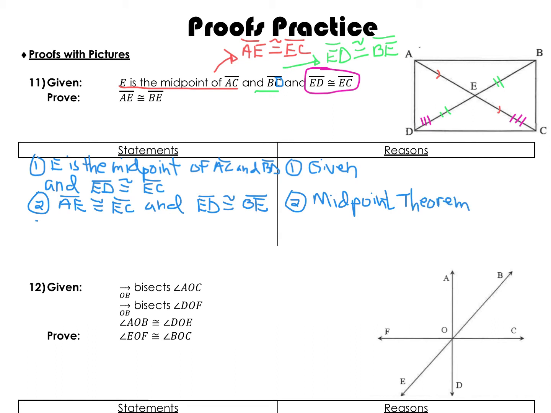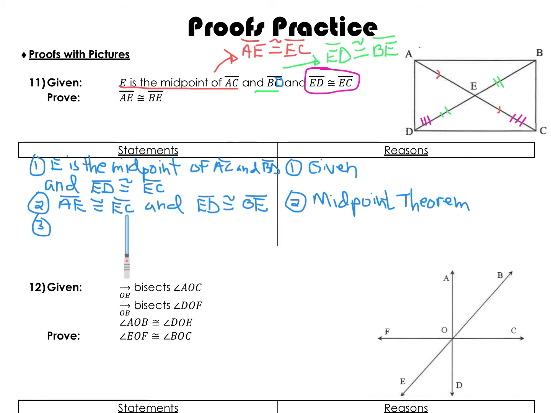Okay, then 3. So from here, we have to look at what we've been given. So we know that ED is exactly equal to EC. Well, we have EC here and here. Doesn't that mean that I could, and I'm trying to get to this statement here. So if EC is equal to this, then couldn't I replace EC here with ED, right? So I could say AE is congruent to ED just by substitution here.